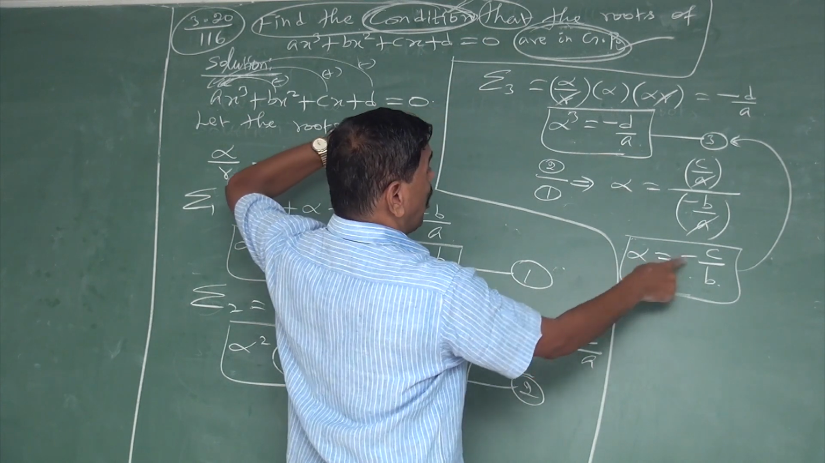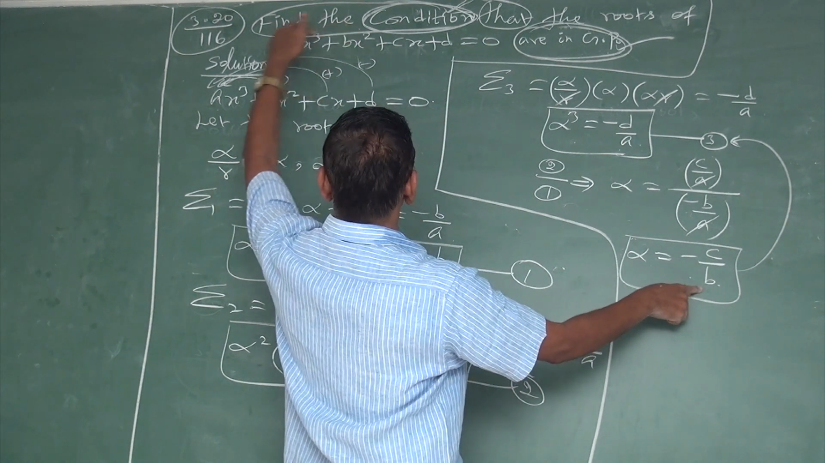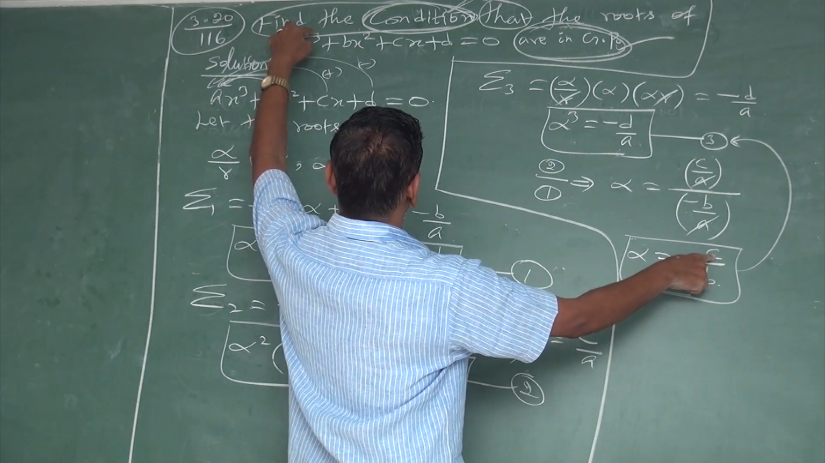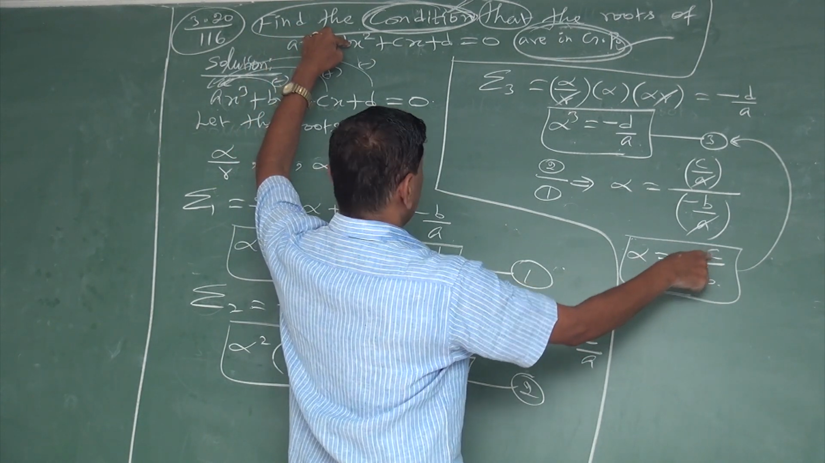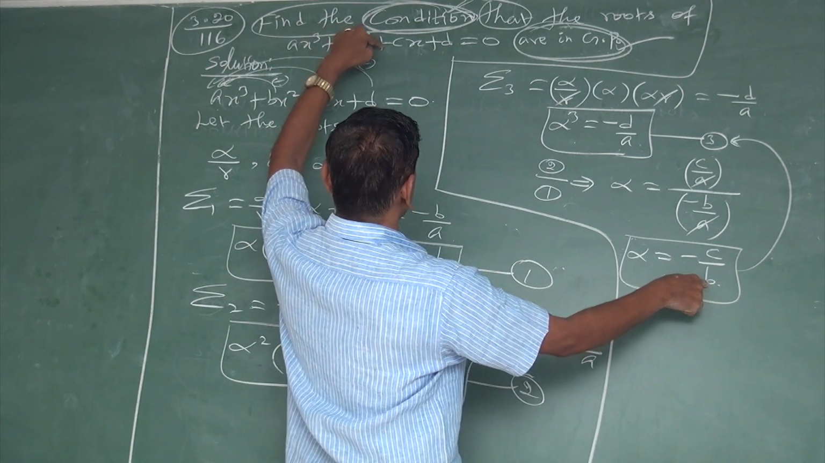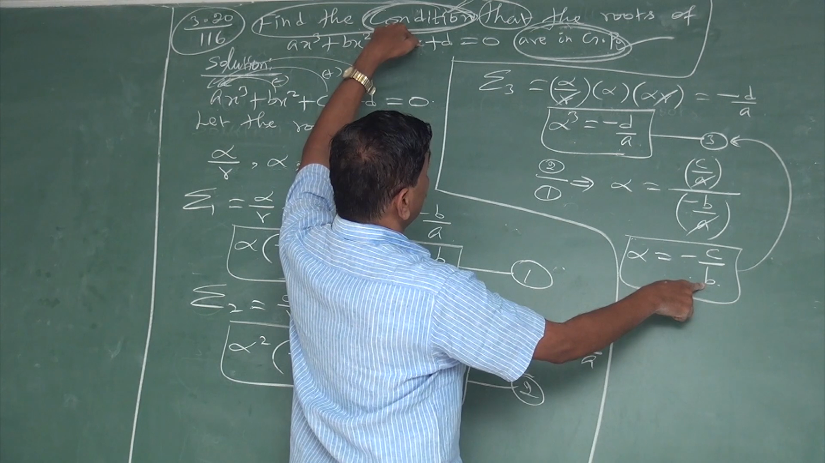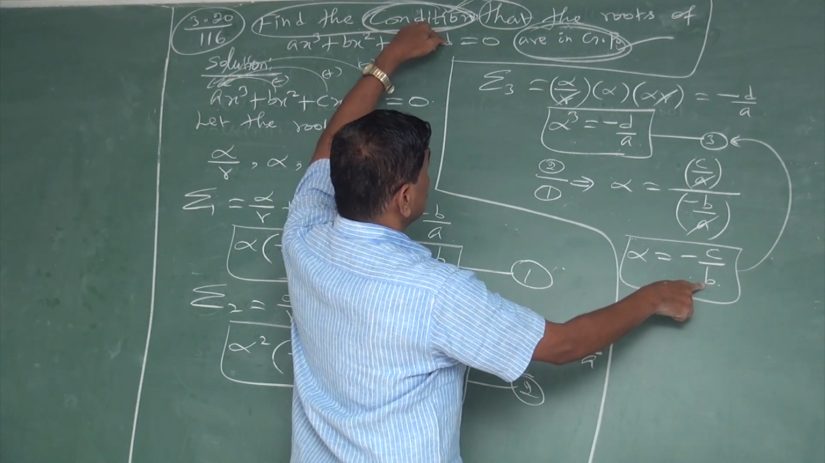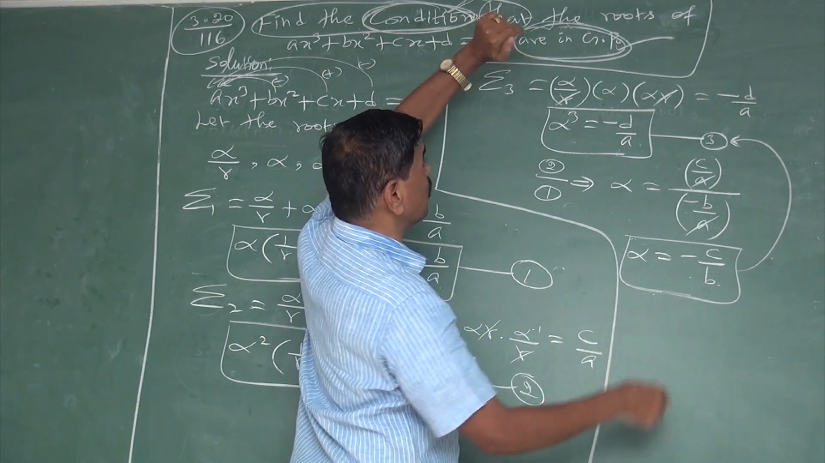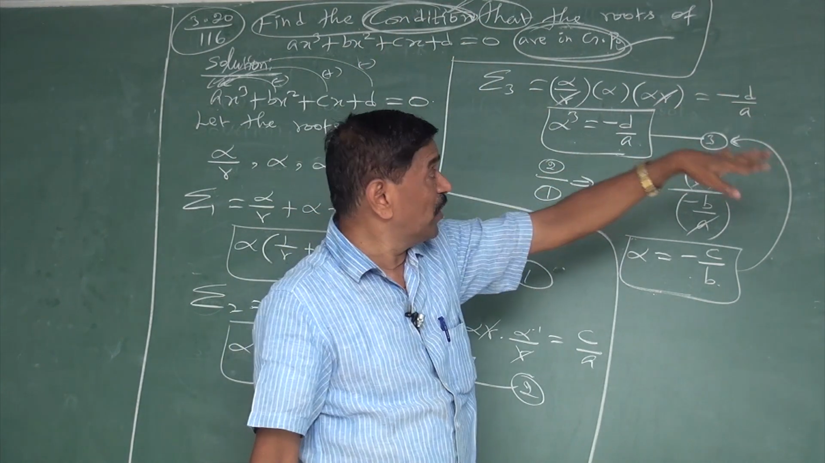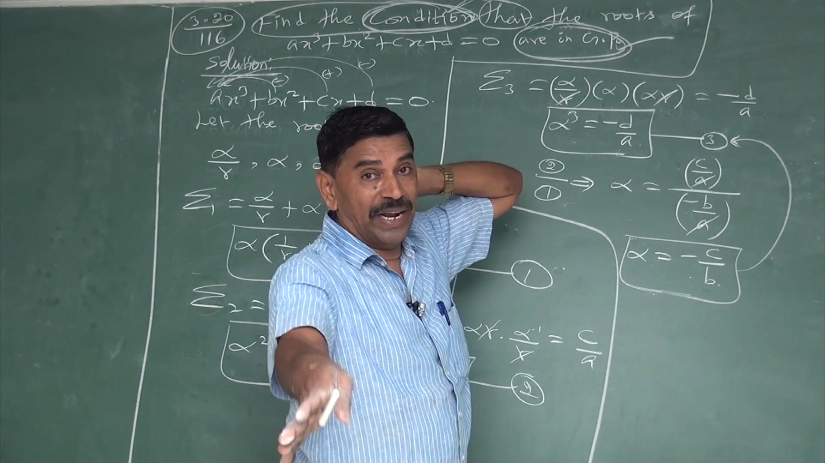Then put alpha equal to minus c by b in the equation. We get a into minus c by b the whole cube, plus b into minus c by b the whole square, plus c into minus c by b, plus d is equal to 0. After simplification by taking LCM, you are going to get the required condition. Very good, your idea is correct.